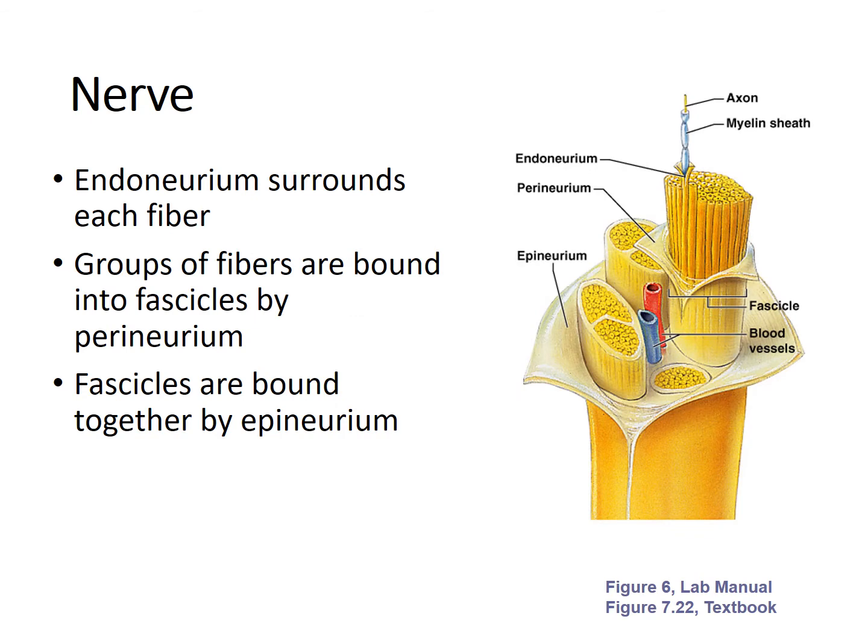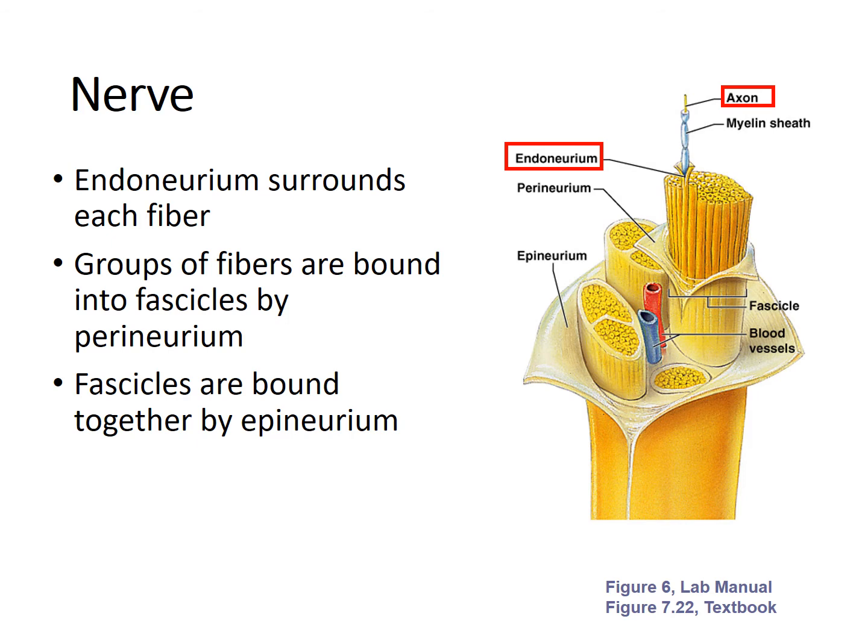A nerve is a bundle of axons packaged in various layers of connective tissue. Here we have an axon surrounded by a myelin sheath. Each myelinated axon is then surrounded by a layer of connective tissue called an endoneurium.